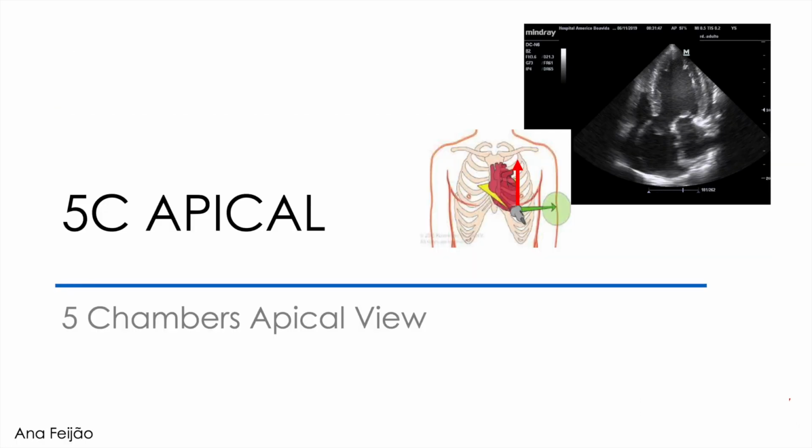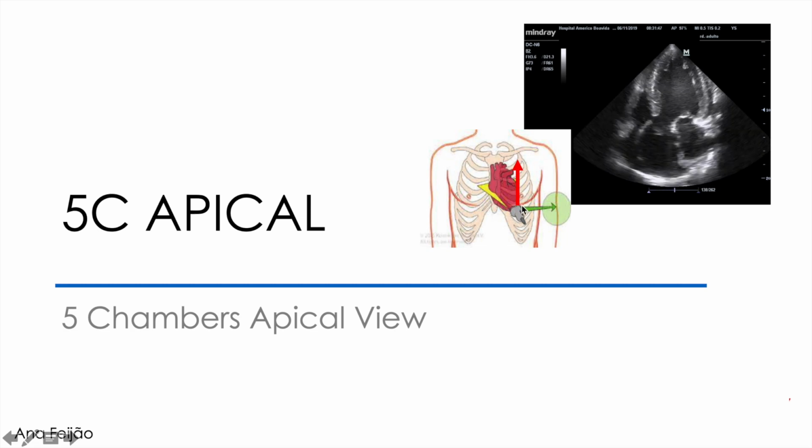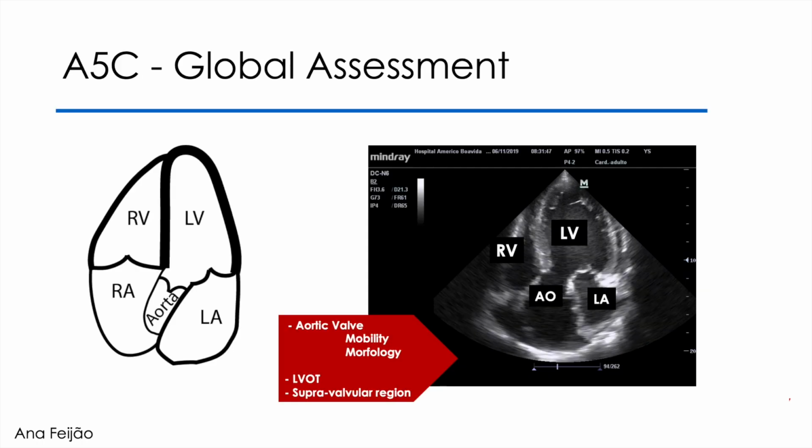The 5-chamber apical is a 4-chamber apical but with the appearance of the aorta. To reach this view, I tilt the probe slightly anteriorly until the aorta appears above the interatrial septum. In this way, I evaluate the mobility of the aortic cusps, and by placing color over the valve, I can perceive the behavior of the systolic and diastolic flow.